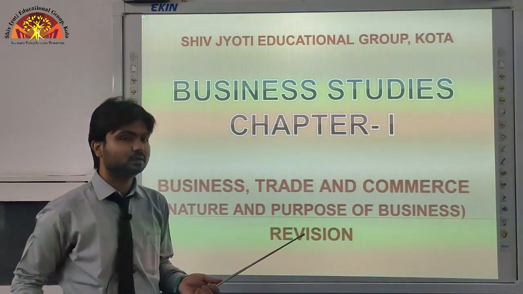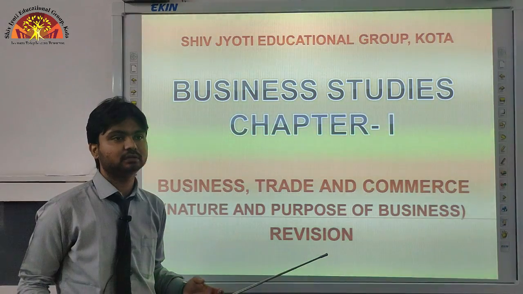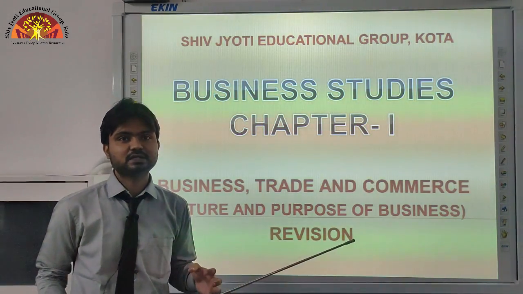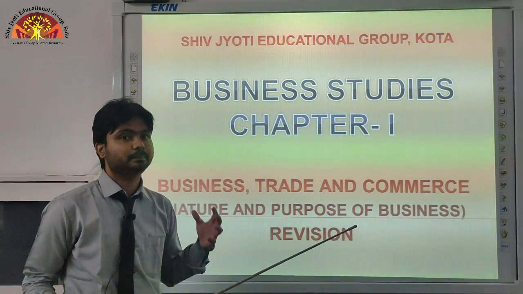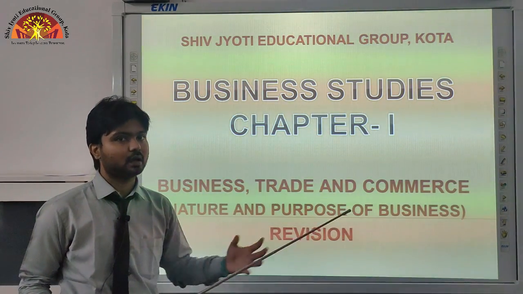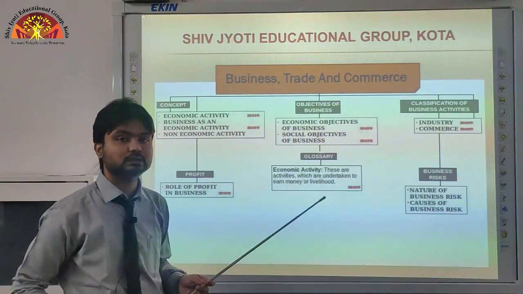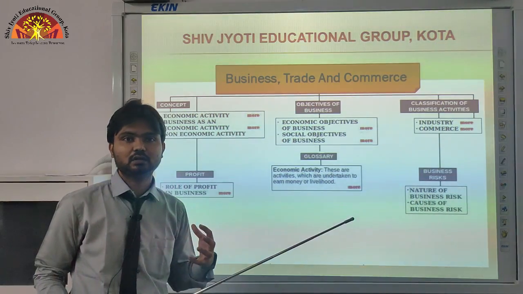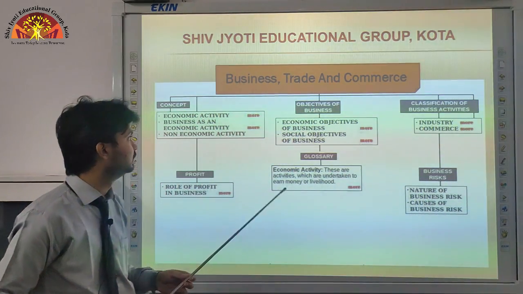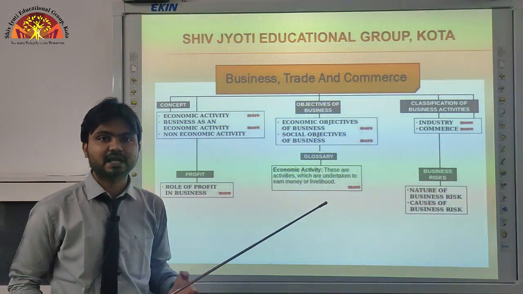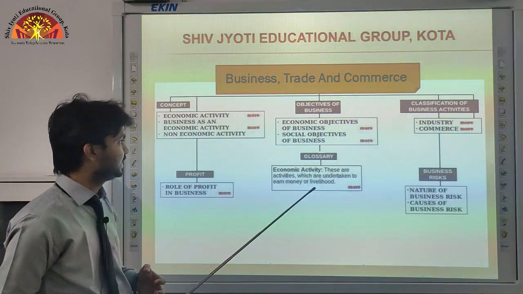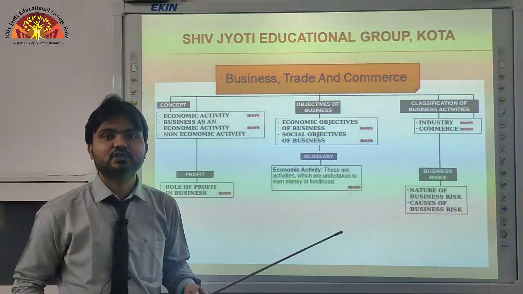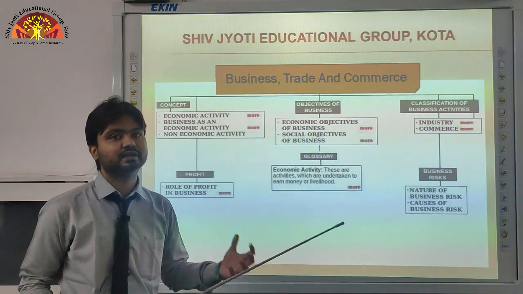Today we are going to take the revision of our first chapter, that is Business, Trade and Commerce. As we know, this chapter consists of basically three terms, that is business, trade and commerce. As we have already discussed the broad meaning of these particular terms, now let's have a look at the view of this particular chapter. The chapter consists of economic activities, non-economic activities, and economic activities basically are those activities which are done to earn some profit or revenue.